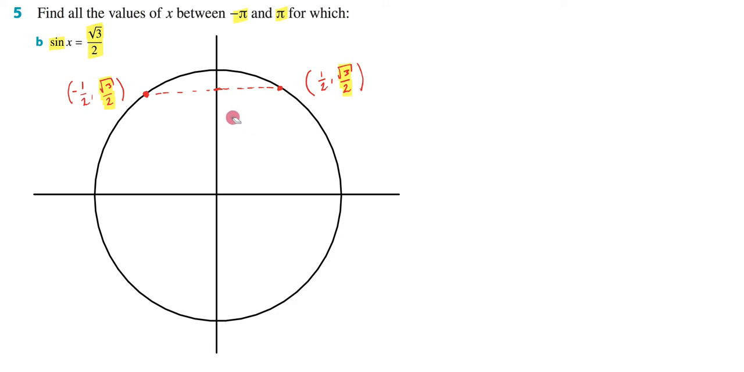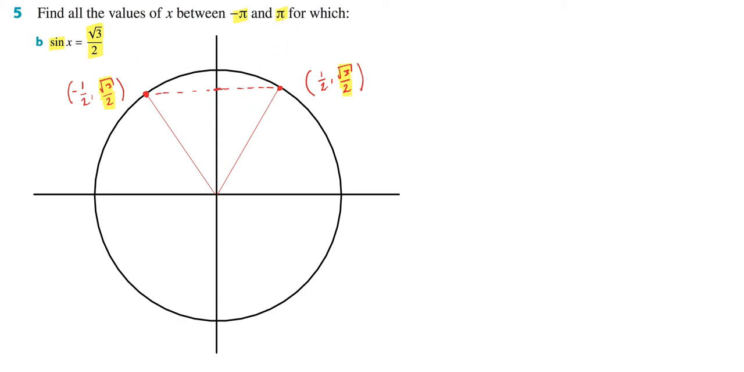Perfect. Next step is let me draw in my lines. So I'm going to have a line here, and then I'm going to have another line here. Perfect. Now we need to find our answers. But before we start drawing in angles here, we need to look at our domain. Our domain is between negative pi and pi, which is going to make things interesting.